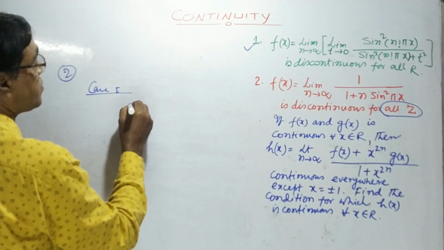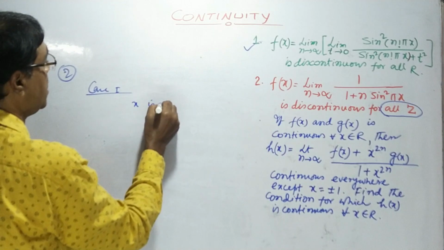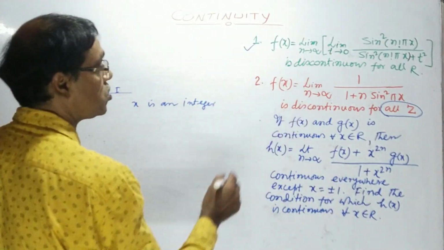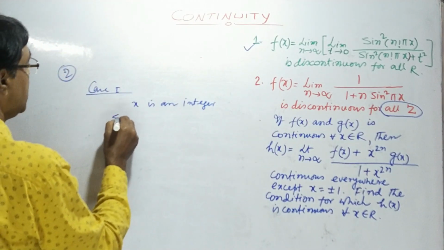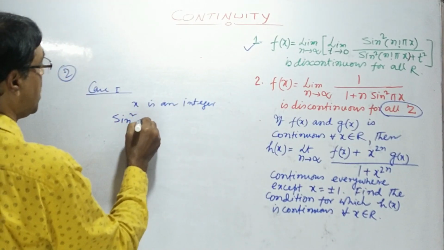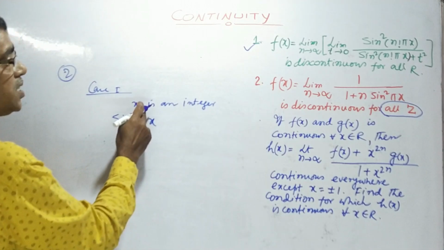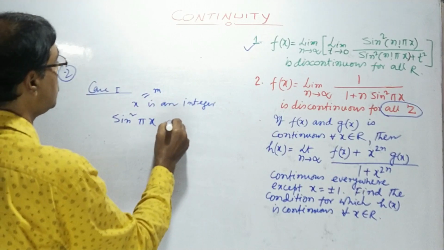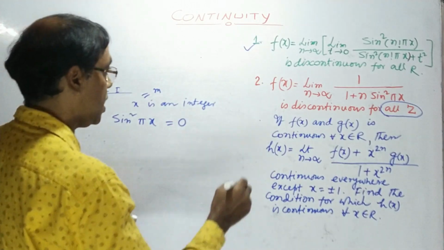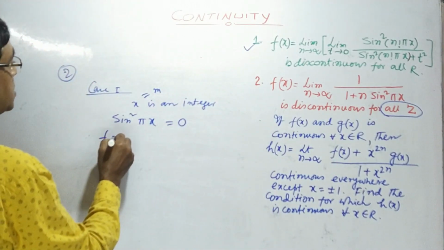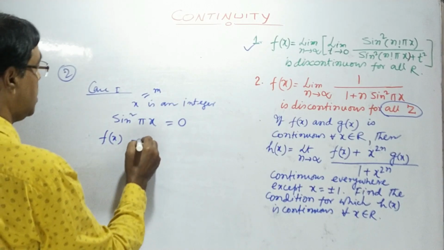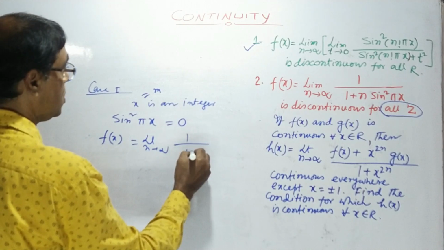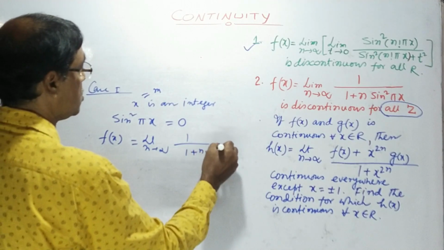Case 1: when x is an integer, that is x belongs to Z, then sin square pi x is 0. Suppose x equals m, therefore sin square (m pi) is also 0, and in this case f(x) equals limit n tends to infinity of 1 by (1 plus n into 0), that is equal to 1.